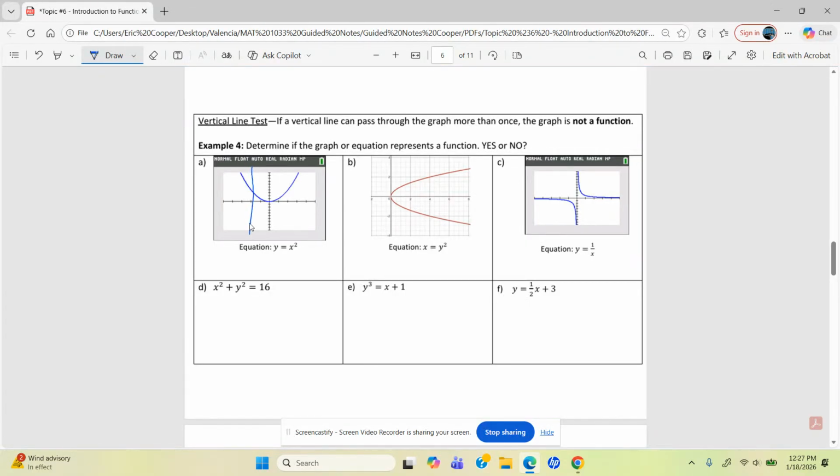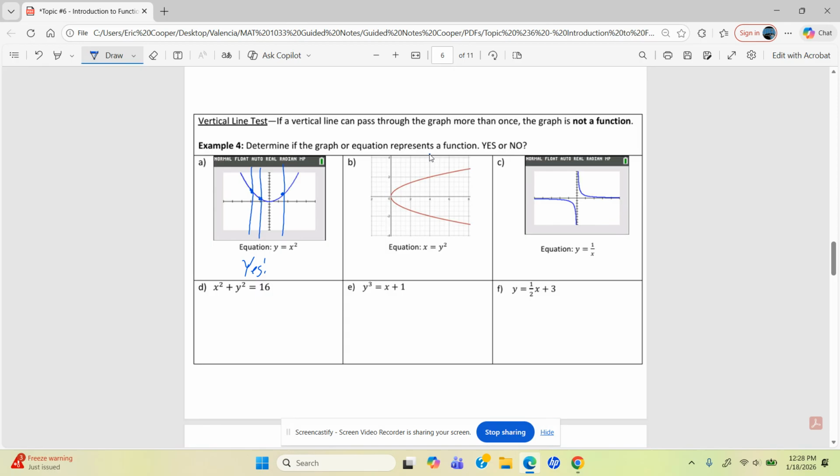So if I draw vertical lines anywhere on this graph, you'll notice every time I draw a vertical line, it only hits the graph at one point. There is nowhere on this graph that I can draw a line and it hits it more than once. So yes, this would be a function.